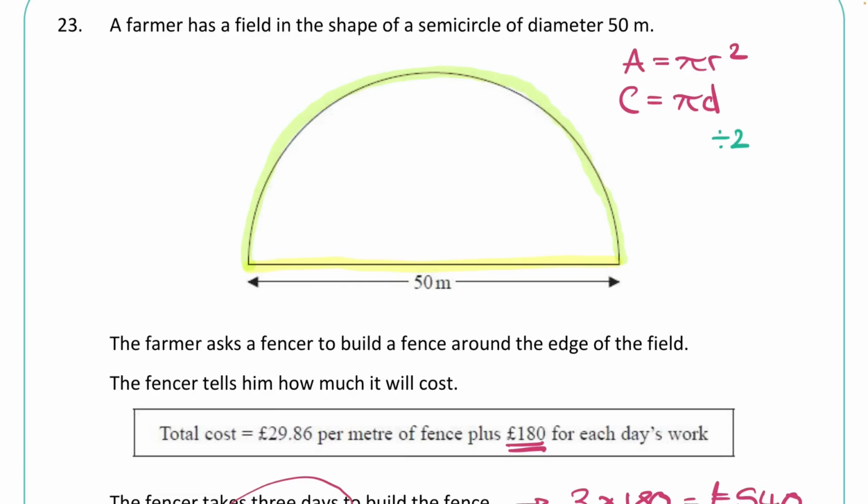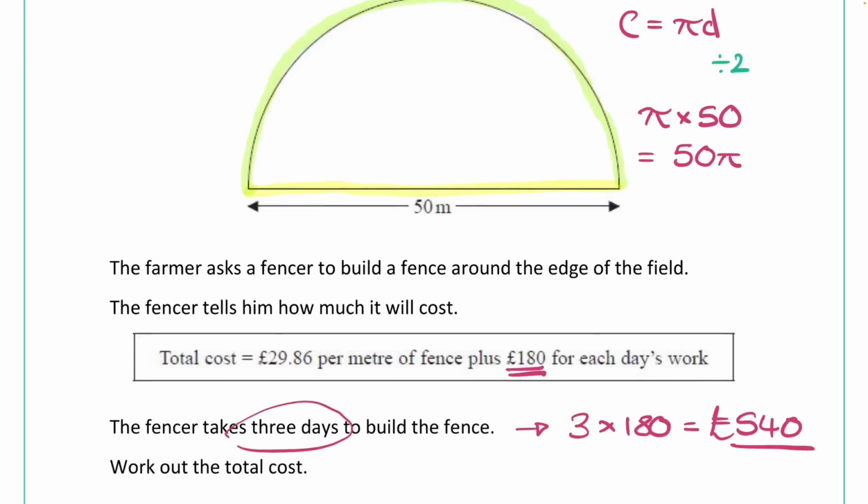So for the circumference, I will do pi multiplied by the diameter, which is 50. At the moment, I could leave that as 50 pi, which does come up on my calculator anyway, and I think that's easier than writing down all the decimals, particularly as I now need to divide it by 2 to get the length of the half or the semicircular part. And again, that comes out as 25 pi.